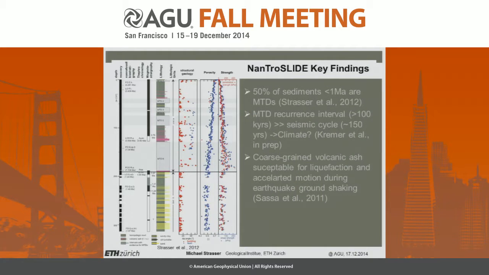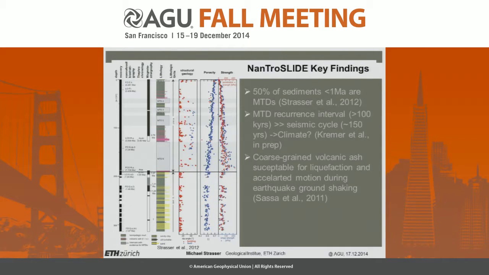In summary, the key finding so far is that something like 50% of the whole stratigraphic section is worth of remobilized mass transfer. This is interesting also in terms of mass transfer, though not so much the question of our geohazard session today. Initially we went there thinking, well, this is an earthquake area, so there must be a lot of landslides because there are a lot of earthquakes. But what we find is that the recurrence interval is two orders of magnitude lower than the earthquake cycle. So we are now looking into preconditioning factors such as climate that are possibly important.